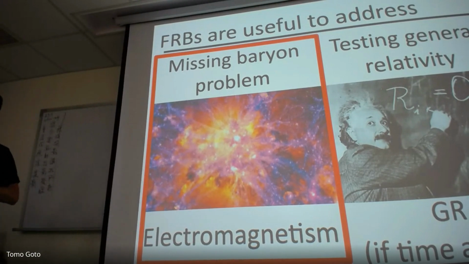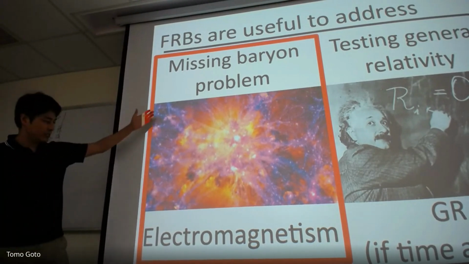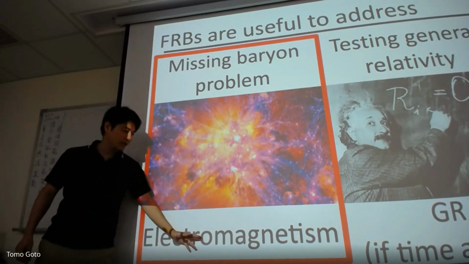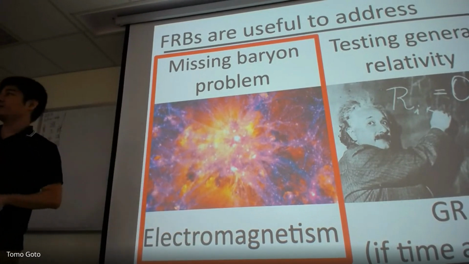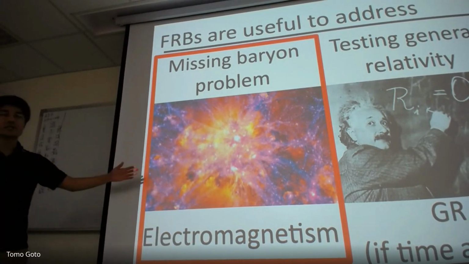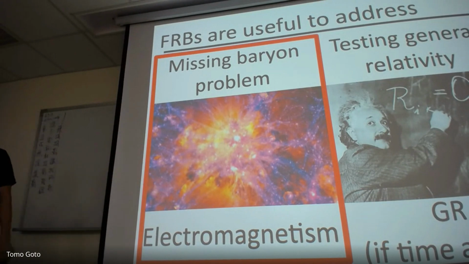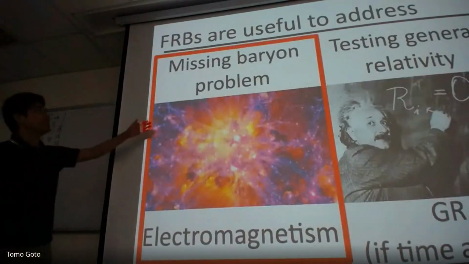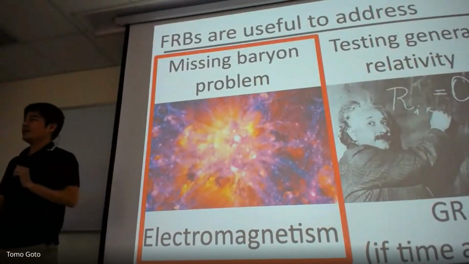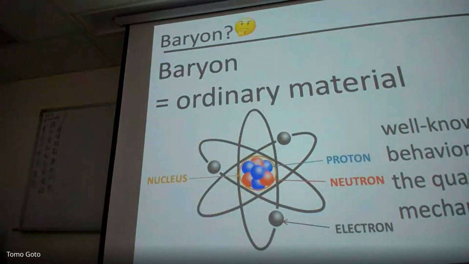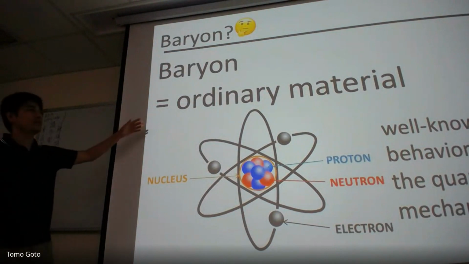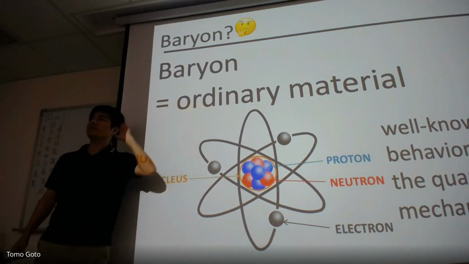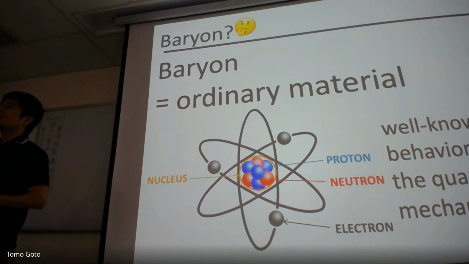So this is related to this electromagnetism data. Let me explain why this is important. First of all, the missing baryon problem. What is a baryon? Baryon is just a terminology in astronomy. It's really very simple. It's just ordinary material that we know well.